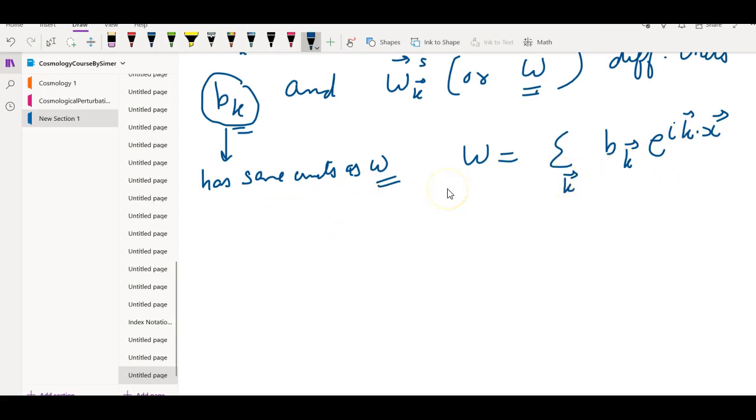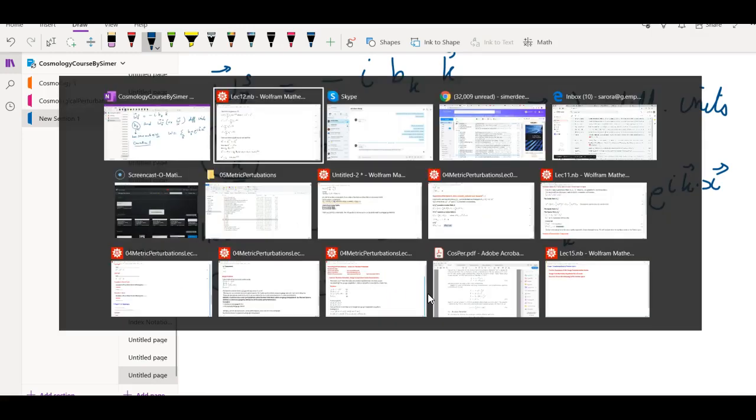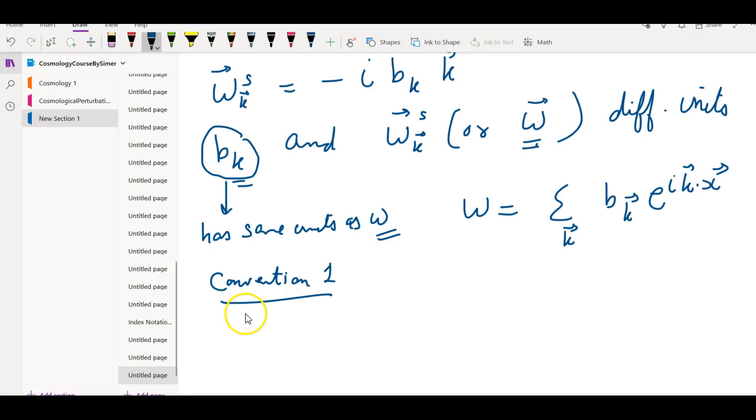Now, from here onwards, there are two conventions which you will find in the textbooks. Convention 1 is that you replace B_k with i W_k over k.